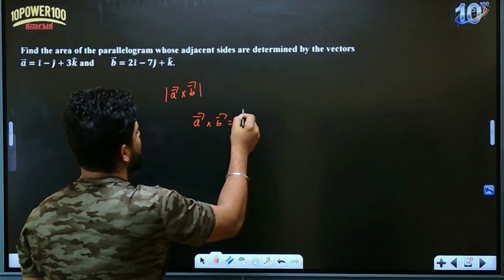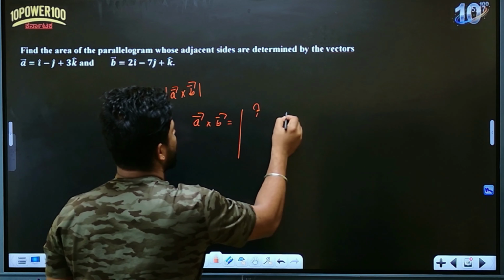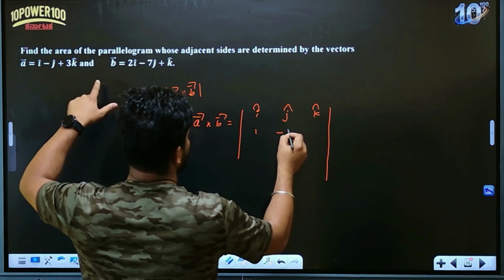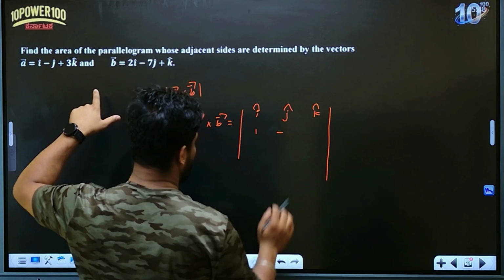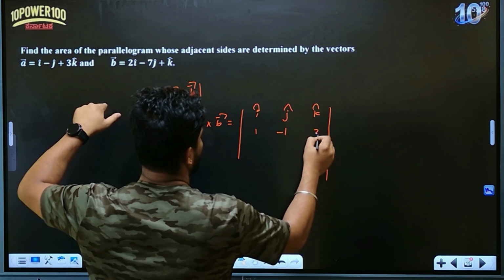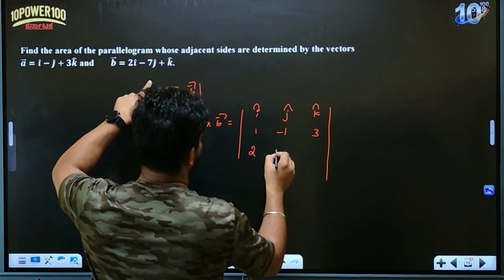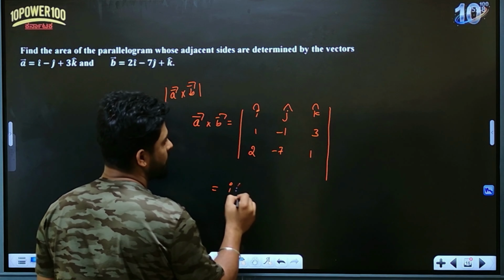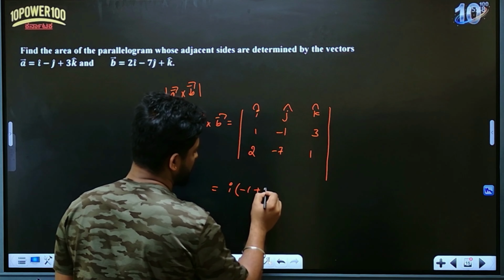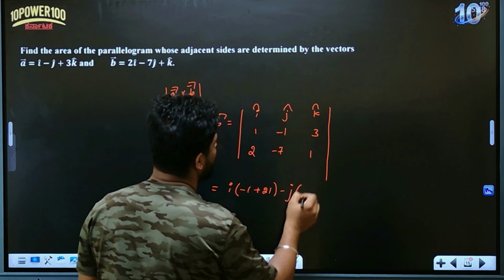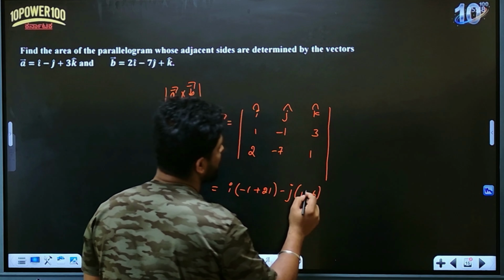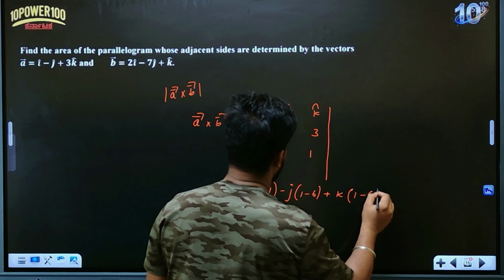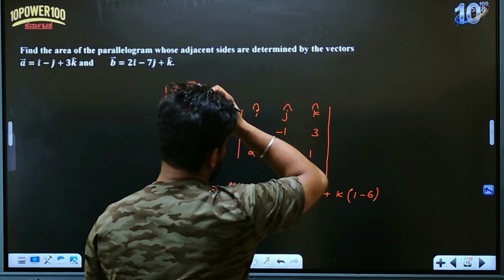So a cross b is equal to the determinant with i cap, j cap, k cap. You need to find out the determinants here. So it is 1, minus 3, minus 1 and 3. Next, 2, minus 7 and 1. So this becomes i of minus 1 plus 21, minus j of 1 minus 6, plus k of 1 minus 6 only, no? Is it 1 minus 6?